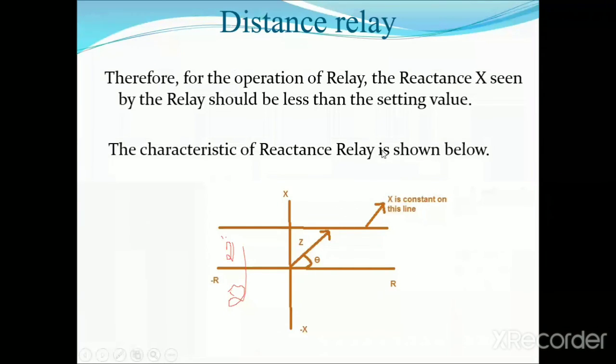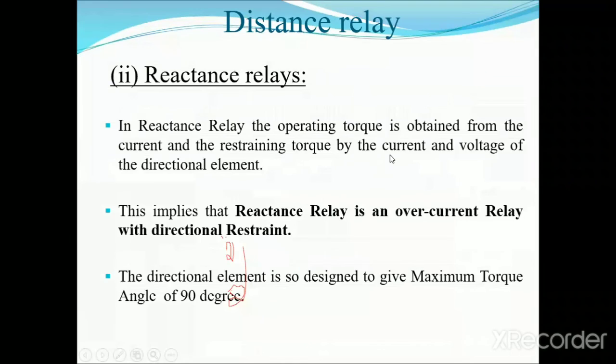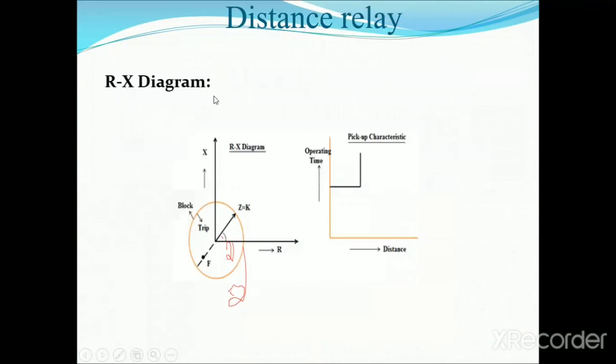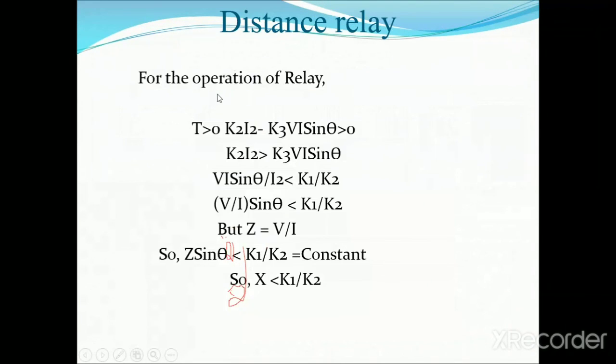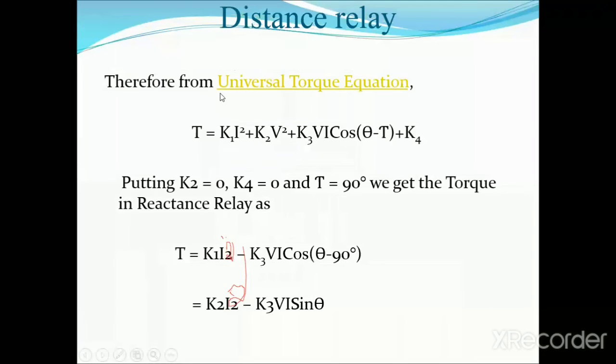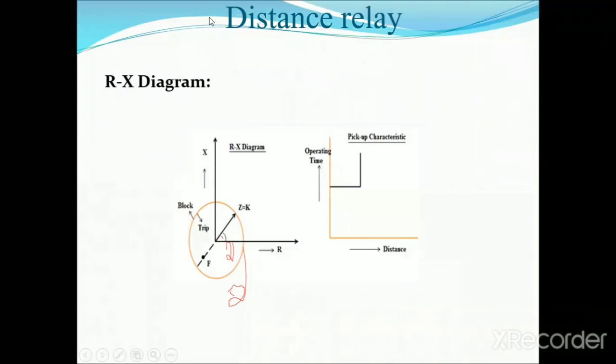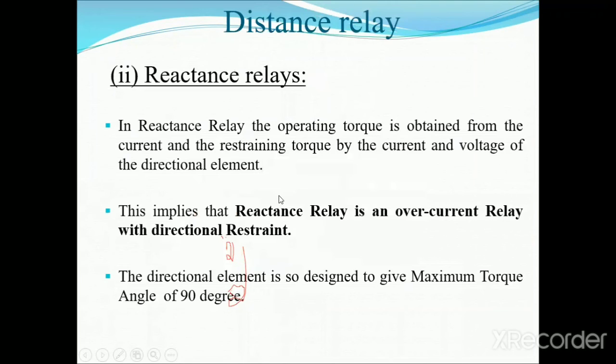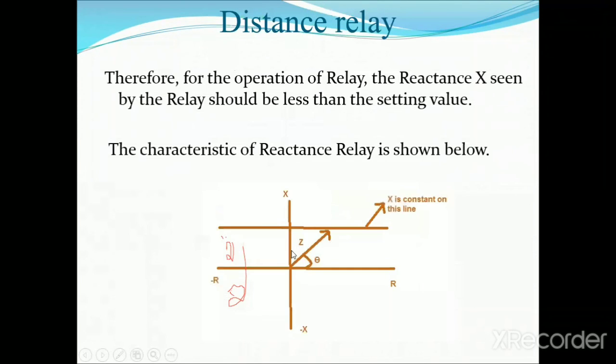This is the RX diagram for the reactance relay, and this is the RX diagram for the impedance relay. This is the first impedance relay RX diagram. Next one is the RX diagram for the reactance relay. In that, this is the total operating zone.